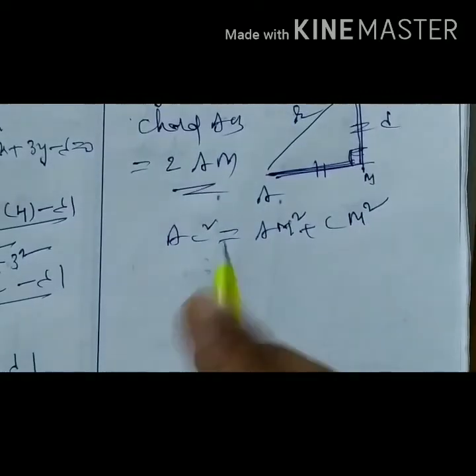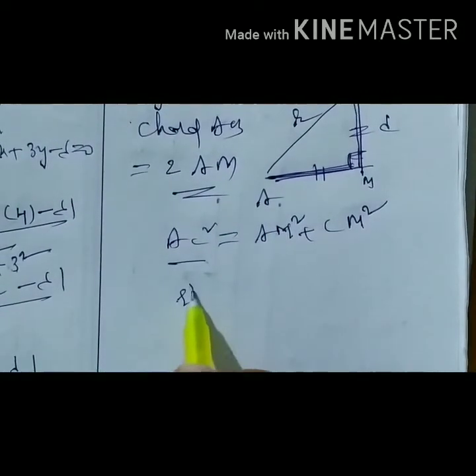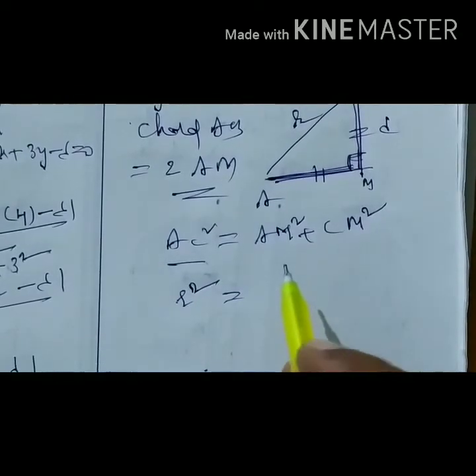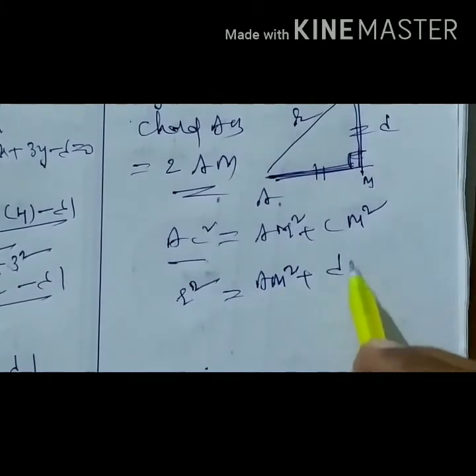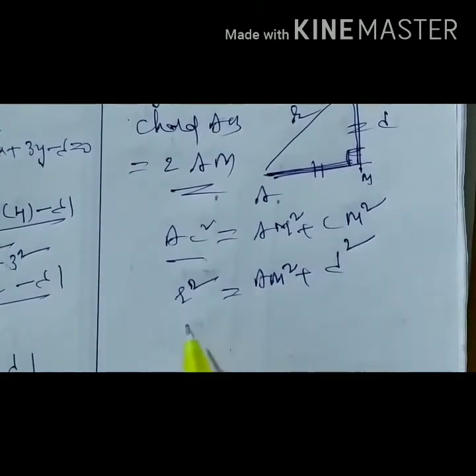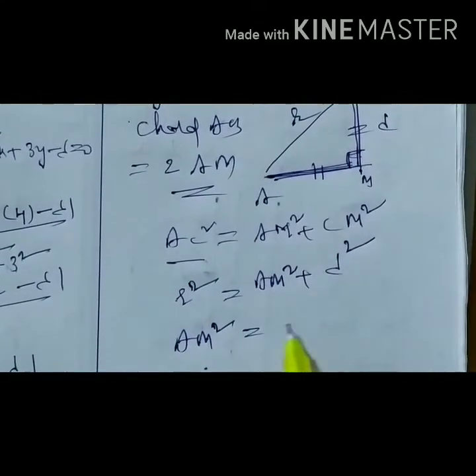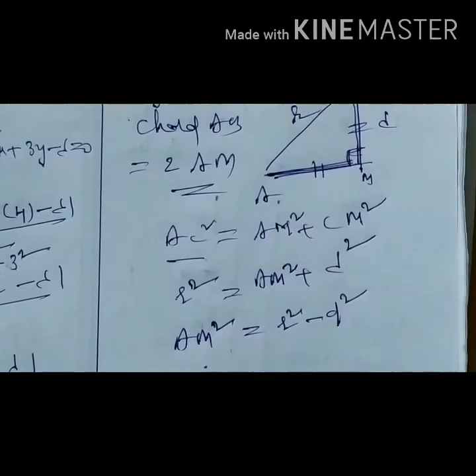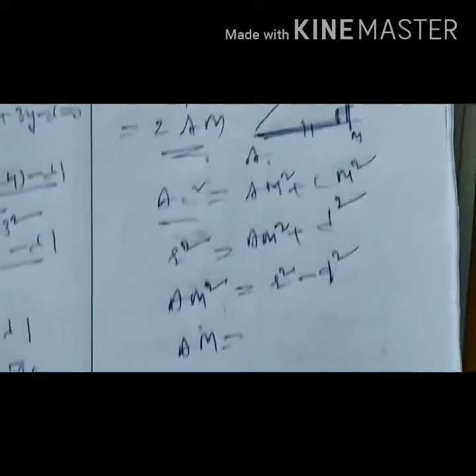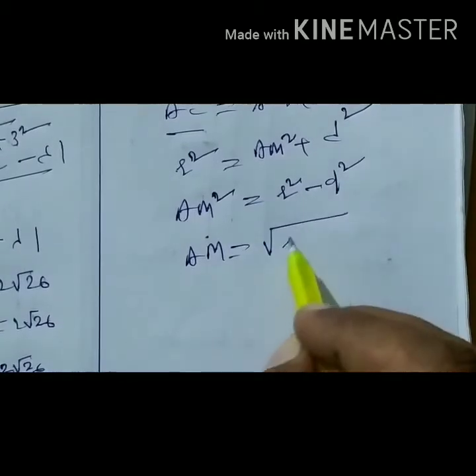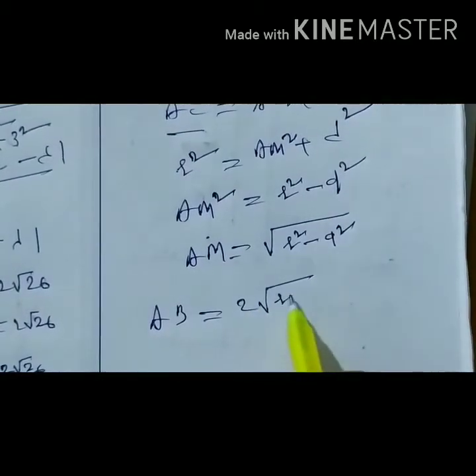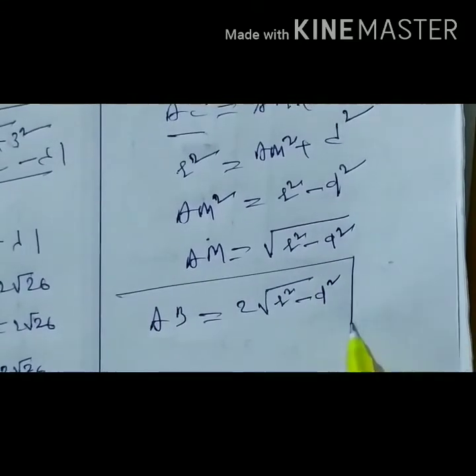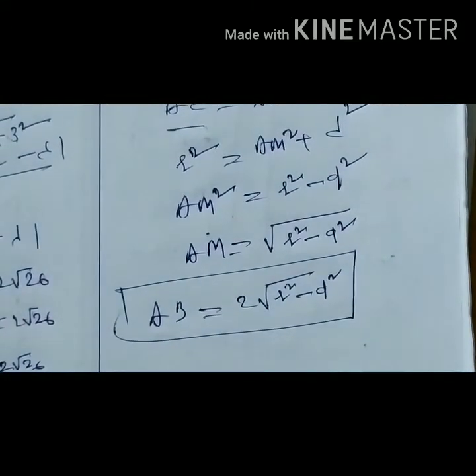Here AC square means R square is equal to AM square plus CM square, where CM is the perpendicular distance. That implies AM square is equal to R square minus D square. That implies AM is equal to root over R square minus D square. But we know the length of the chord AB is 2 AM. That implies AB is equal to 2 into root over R square minus D square, where D is the perpendicular distance.